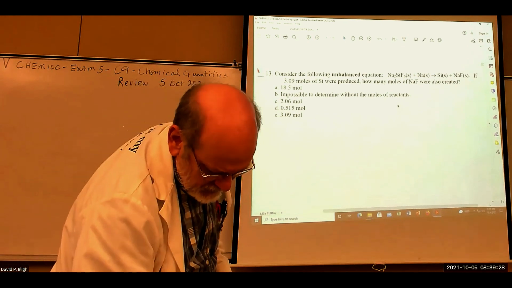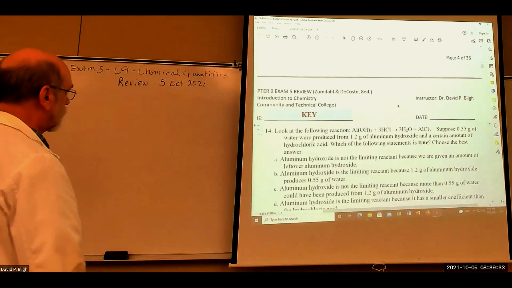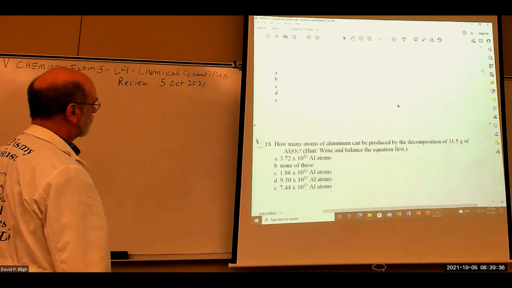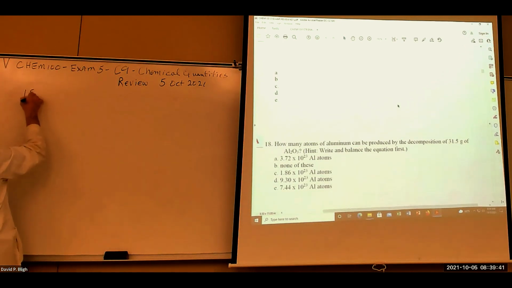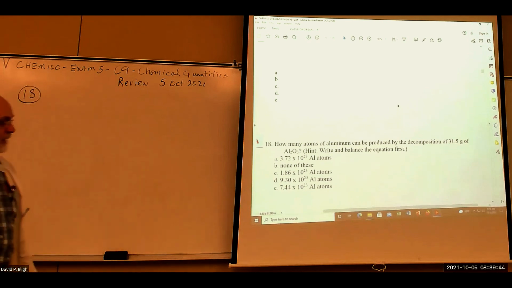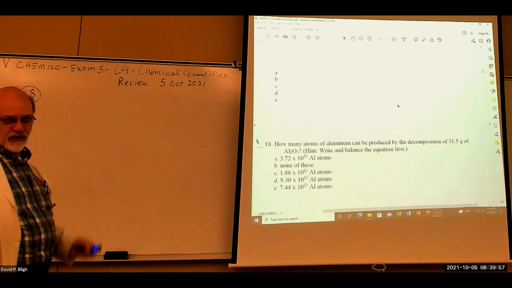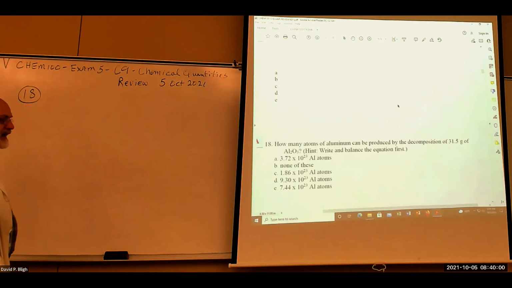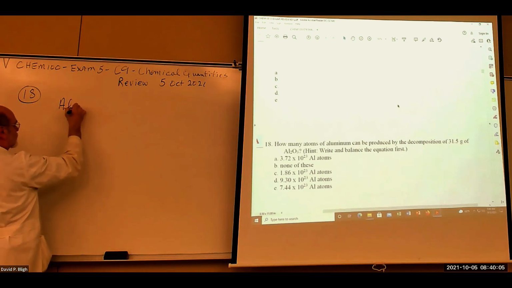Let's see. Next one I have marked is 18. There it is. How many atoms of aluminum can be produced by the decomposition of 31.5 grams of aluminum oxide? It can give you a hint. Write the balanced equation. Decompose aluminum oxide. What is a decomposition reaction?